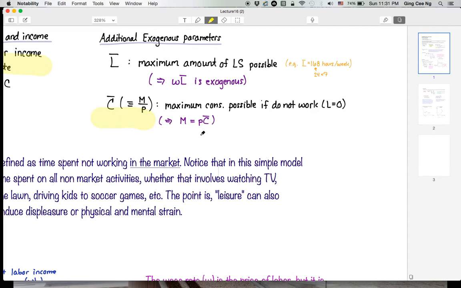And just as we did with labor supply, if you were to spend all your income on consumption goods, you would just get P times C bar. Meaning, P times C bar is the maximum amount of expenditures that you can have on consumption goods given this M income that you have.